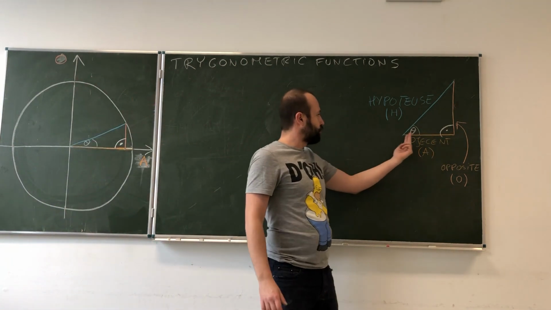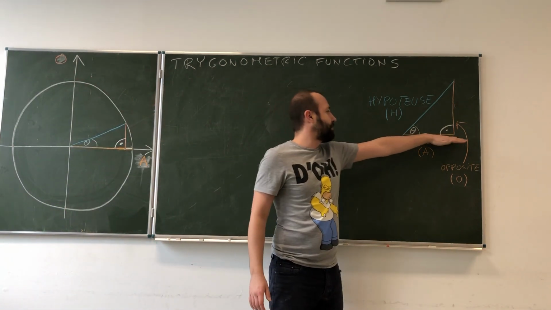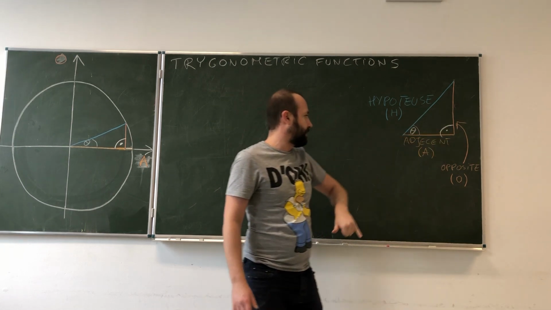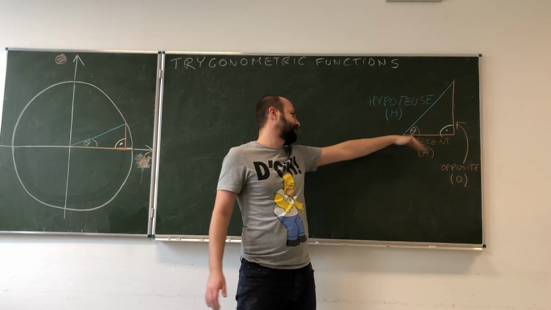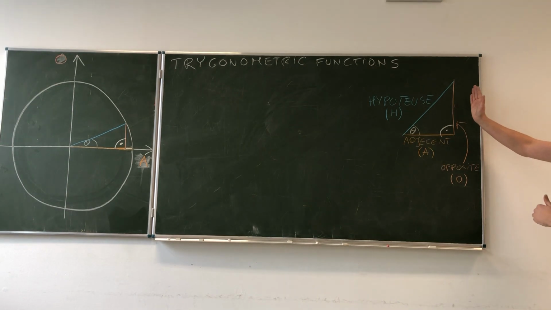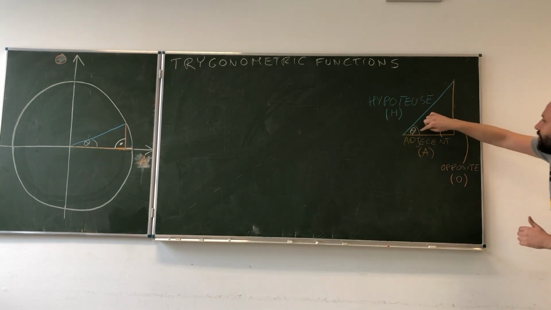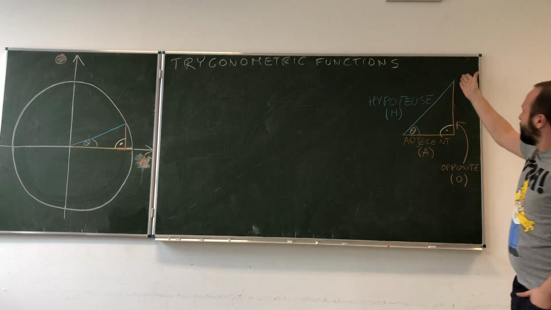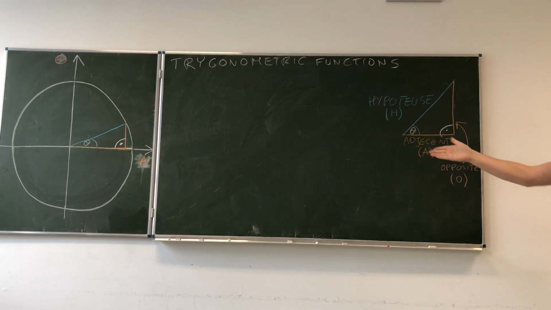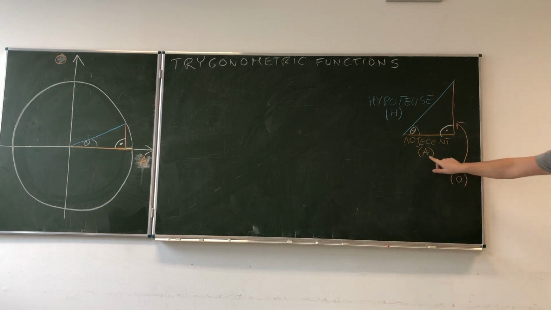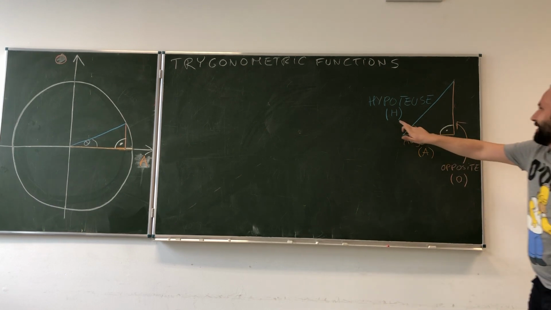The side closest to the angle of interest, between it and the 90 degrees angle, is called adjacent, right? Because it's right next to it. Here you see the opposite, because it's on the opposite side of the angle. And finally, the longest side of this triangle is called hypotenuse. Now, we will be denoting them A, O, and H.